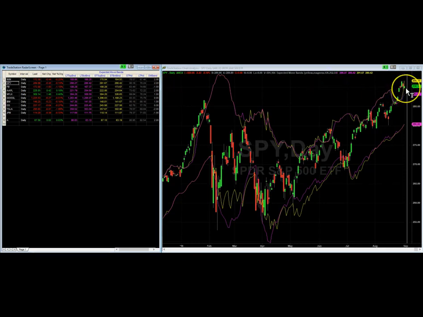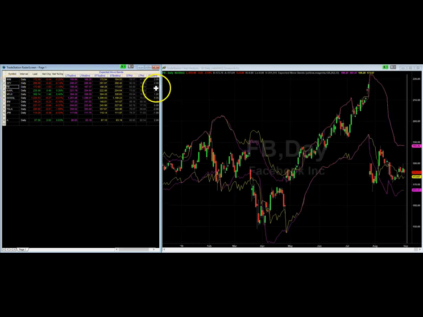You can see it's outside the long-term bands, but it's inside the short-term. If it's outside above either one of the long-term or short-term bands, it's going to show you a 2 over here. Then we look at Facebook. It says -1, so that's basically saying it's in the lower half of the band channel, and you can see that here. So it's inside of both of the bands, but it's in the lower half of the channel.